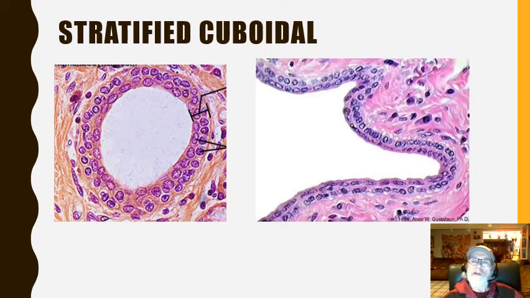Here's stratified cuboidal. So you actually see in here, here's one layer. Well, let me do it in a different color so you can actually see it. Here's one layer here. Here's a second layer right there. Same thing here. Here's one layer. Here's a second layer. Okay, so basically they're cuboidal cells, but they're in more than one layer, so it's called stratified cuboidal. You should be able to recognize that relatively simple.